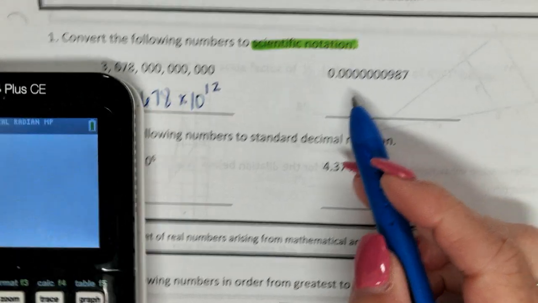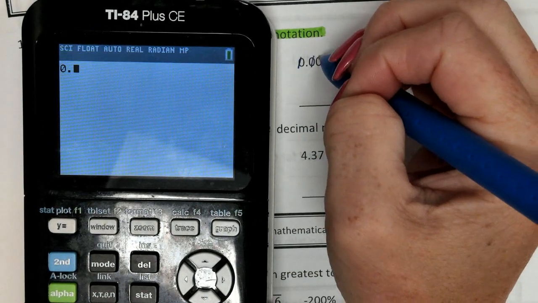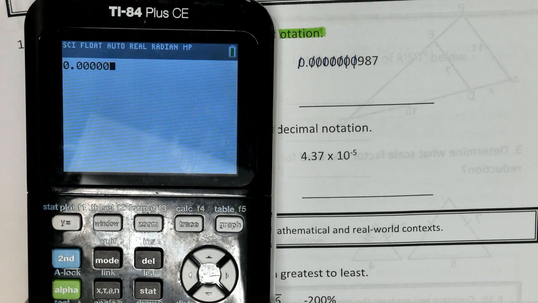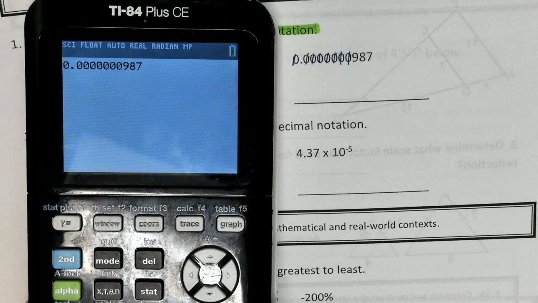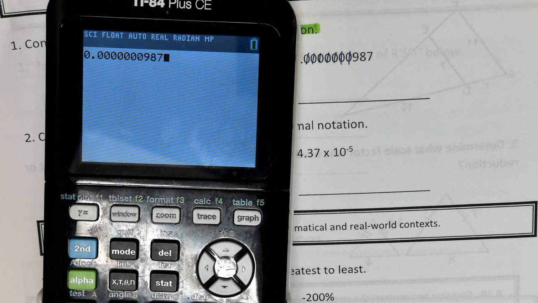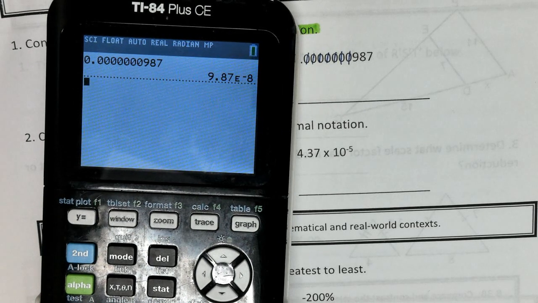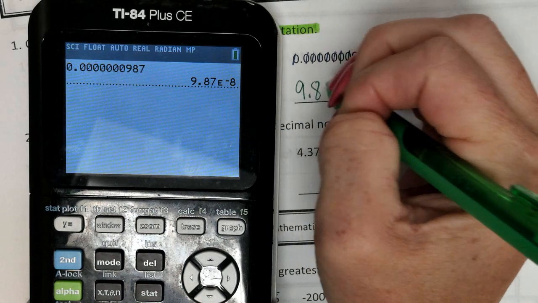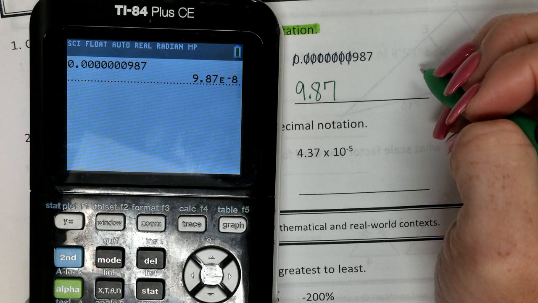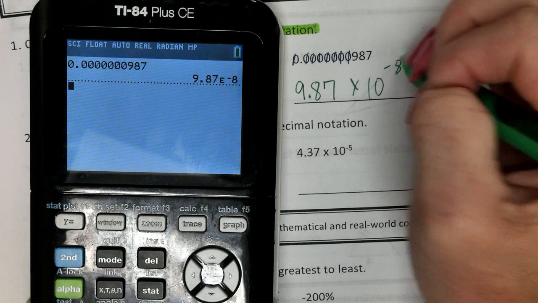Okay, let's try this one. I'm going to type in 0 decimal, and then I'm going to count 1, 2, 3, 4, 5, 6, 7 zeros. And then 987. Everybody should be doing it with me. How would I write this? 9.87 times 10 with an exponent of -8.